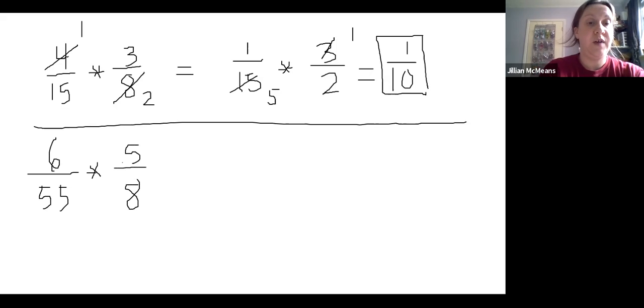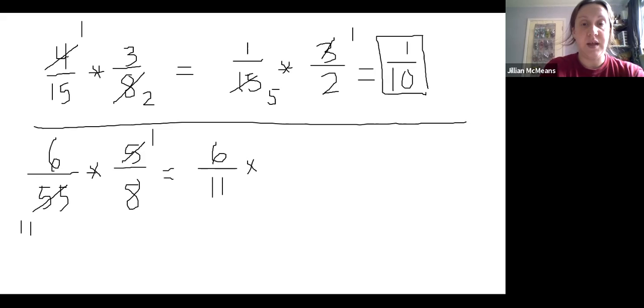So I'm going to divide 5 by 5. I get 1. And then 55 divided by 5 is 11. Okay, again, I'm going to clean up just so it's nice and easy to see what's happening. Now I have 6/11 times 1/8.